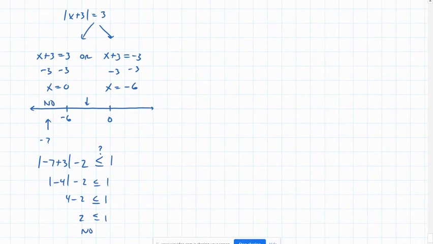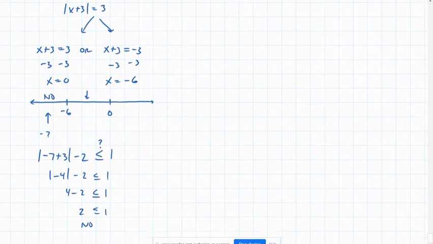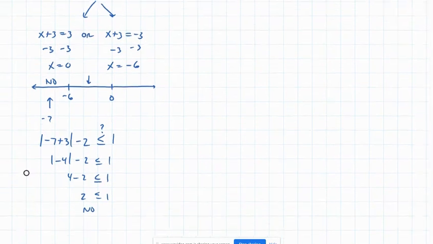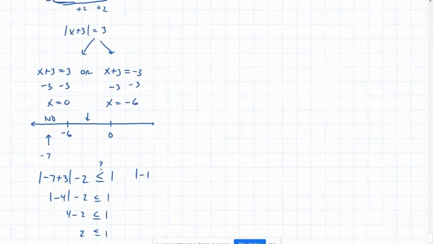If I plug in a number here, like -1, is the absolute value of -1 plus 3, minus 2, less than or equal to 1? So we have 2 minus 2, is that less than or equal to 1? 0 is less than or equal to 1, so that's a yes region.